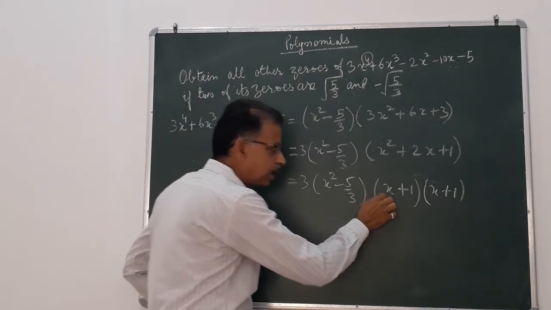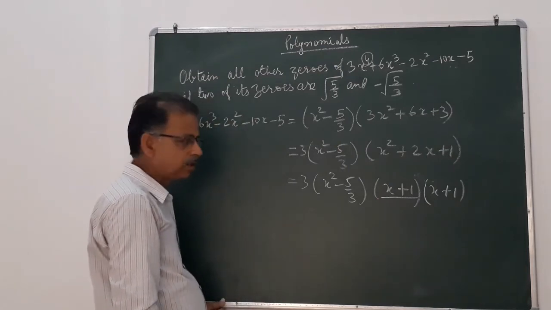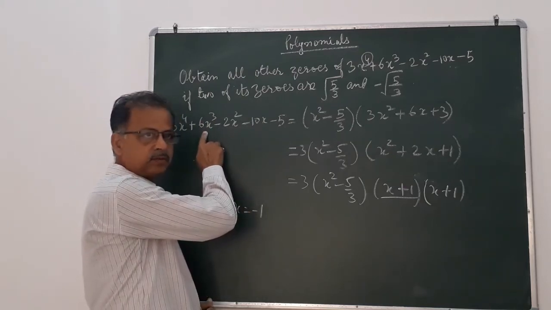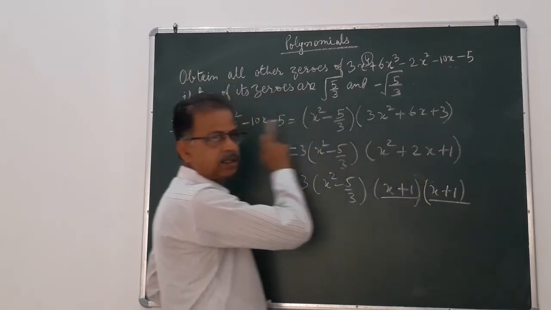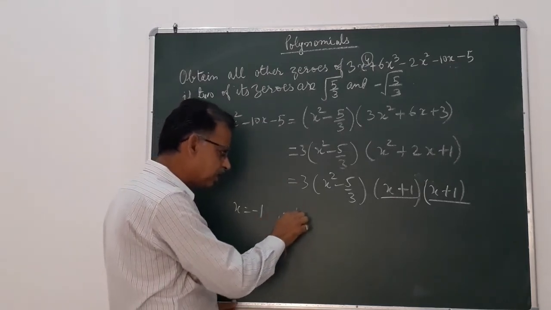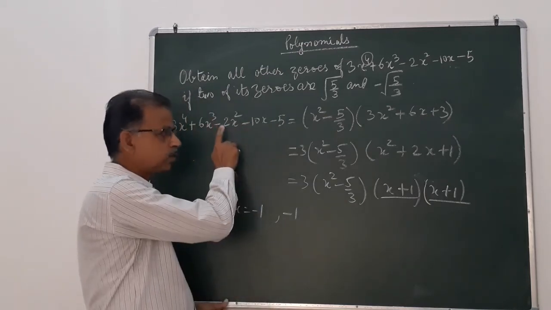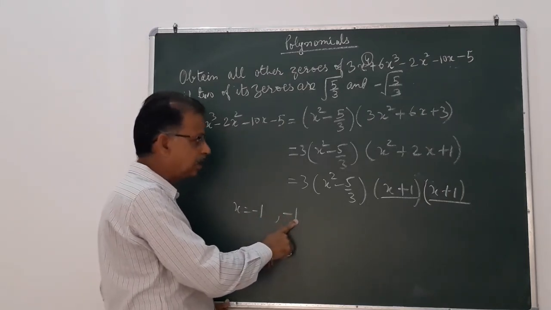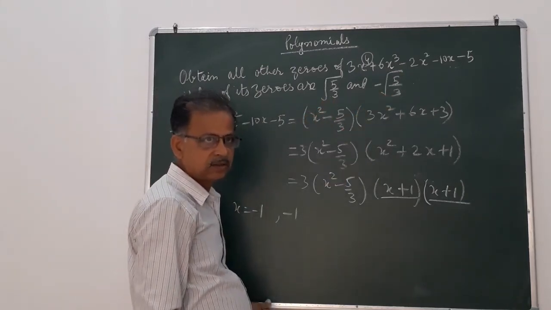So when we put value of x equal to minus 1, x plus 1 becomes 0. It means x is equal to minus 1 is 0 of the given polynomial. And if in this polynomial we put x equal to minus 1, given value of given polynomial again becomes 0. It means minus 1 is also 0 of the polynomial. It means this polynomial has two zeros, minus 1 and minus 1, and two zeros root 5 by 3 and minus root 5 by 3 were given.